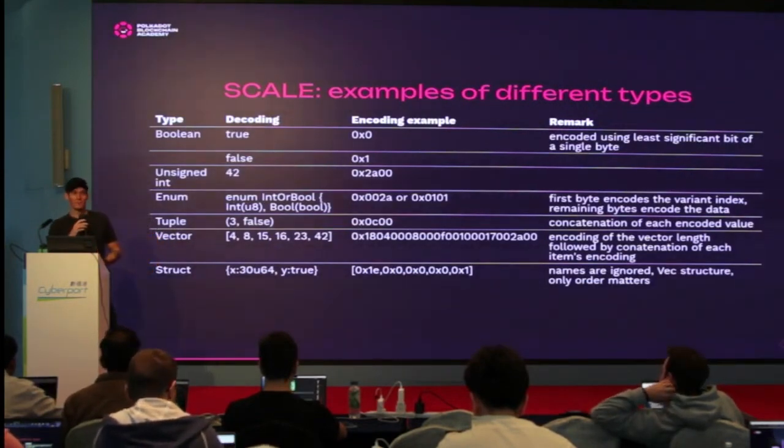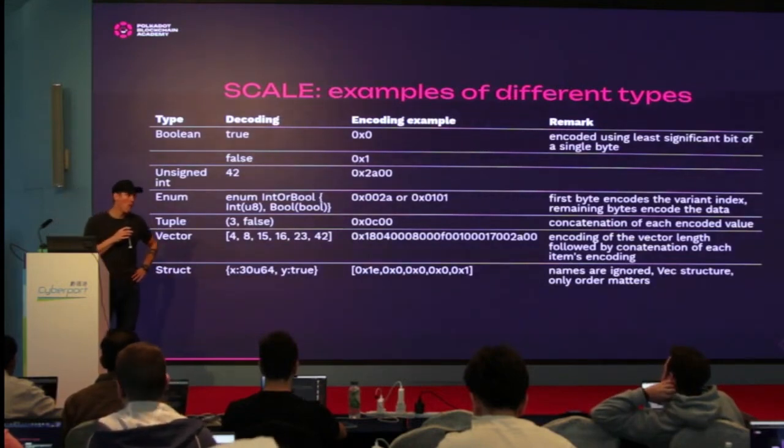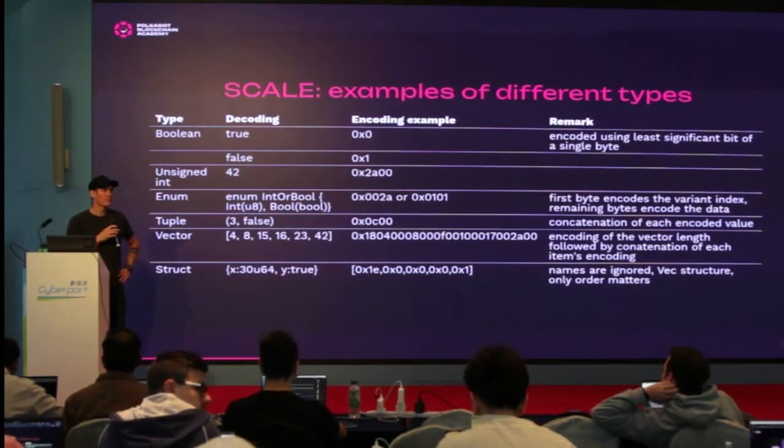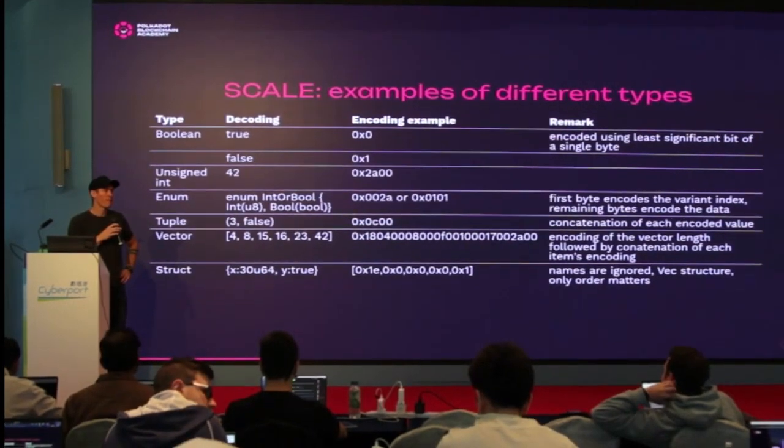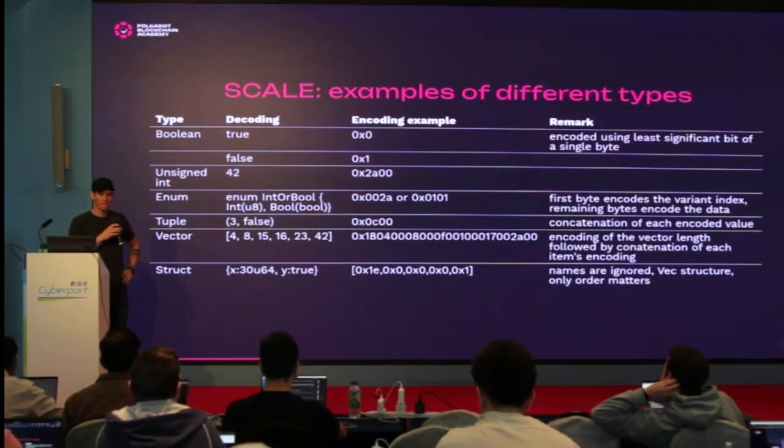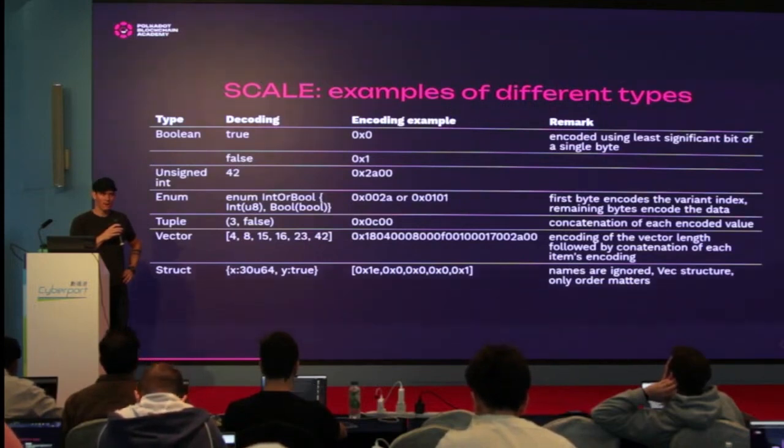One question. It said that for the enum type, the first byte goes to the variant index, but what would happen if the variants overflow 256? I know this is probably unrealistic.